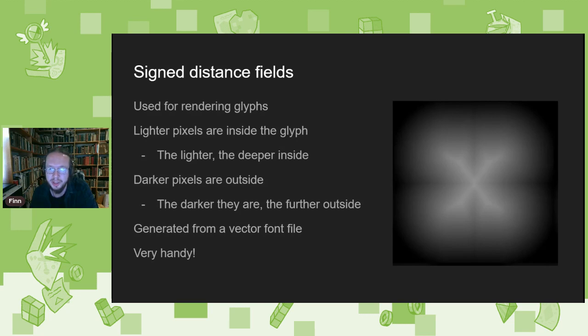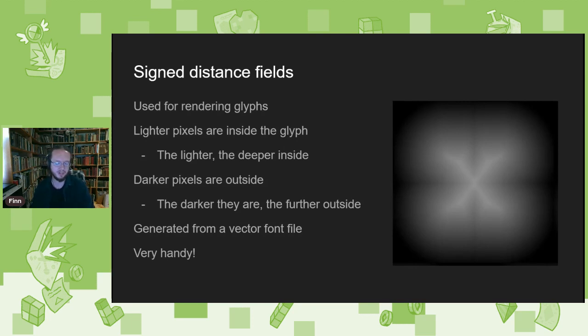Well, the color of the pixel represents, if it's darker than middle gray, the fact that it's outside the glyph and how close we are to the nearest part of the glyph. So you can see that as we get further and further from the edge of the glyph, we get darker and darker and approach black. If we're brighter than middle gray, then it represents how far inside the glyph we are.